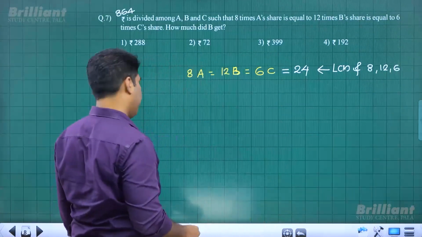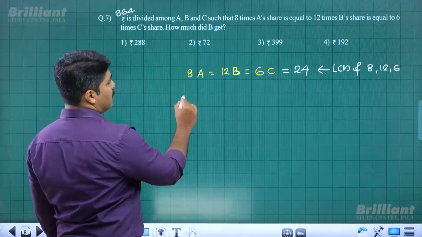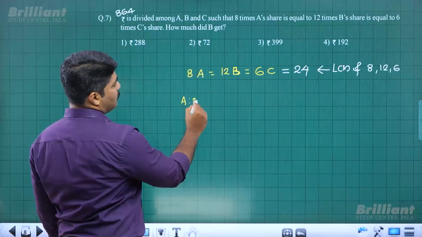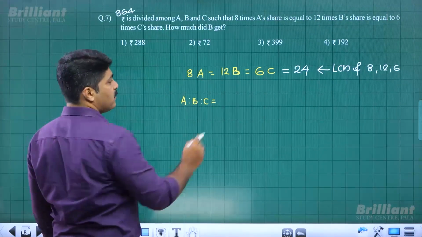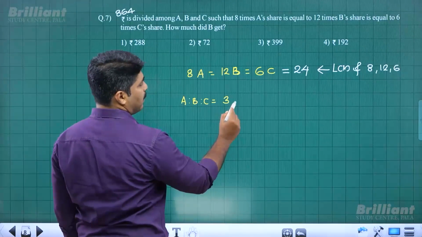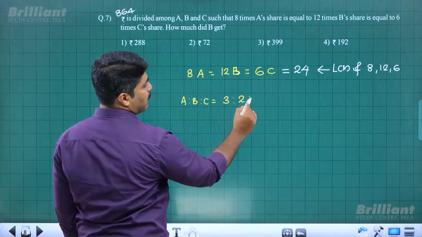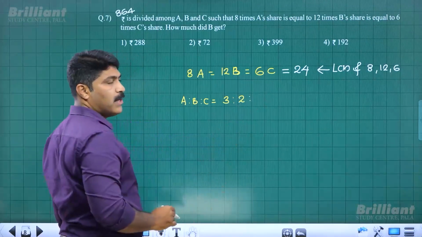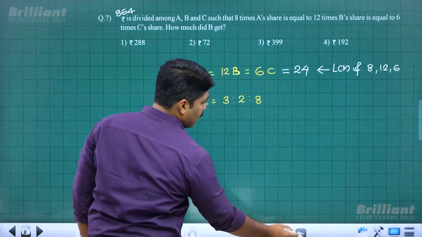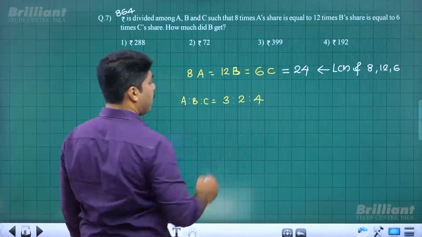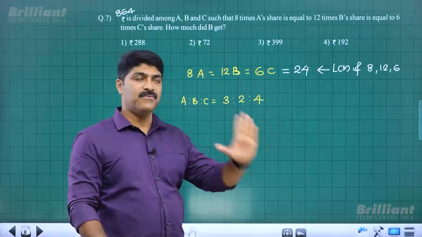Don't forget that. If we are equating it with the LCM, then we can easily find A is to B is to C. If 8 A equals 24, then what is the value of A? A equals 3. If 12 B equals 24, therefore B equals 2. If 6 C is equal to 24, therefore C is equal to 8. Sorry, C is equal to 4. Therefore, this is the ratio: 3 is to 2 is to 4.